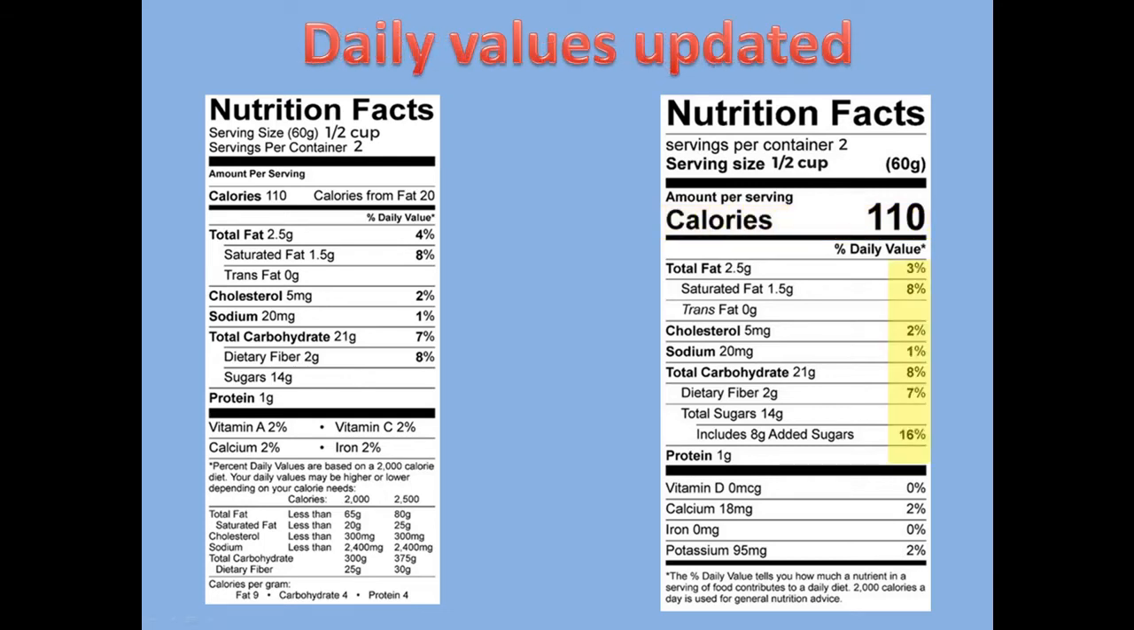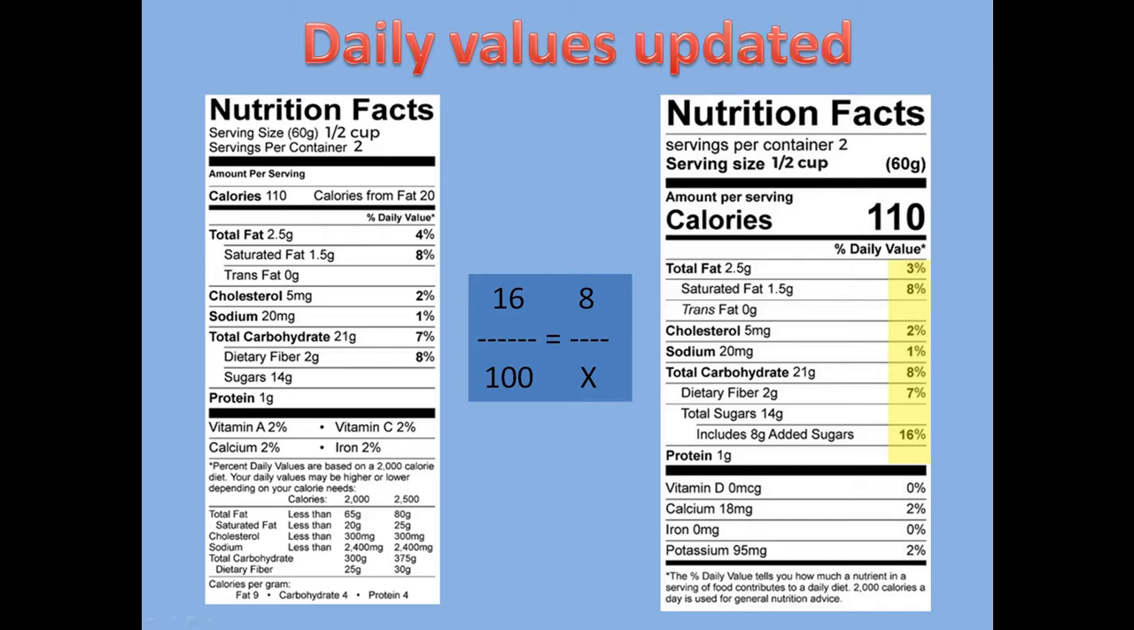Next, they updated the daily values. A couple of these are different from the left. I'm not sure if it's the exact same food item. I believe it is. It's 60 grams, yes. But some of these have been updated, so these percentages have changed a little bit. What I want to stop off and show you is a simple way to figure out what the total needed for those nutrients is.